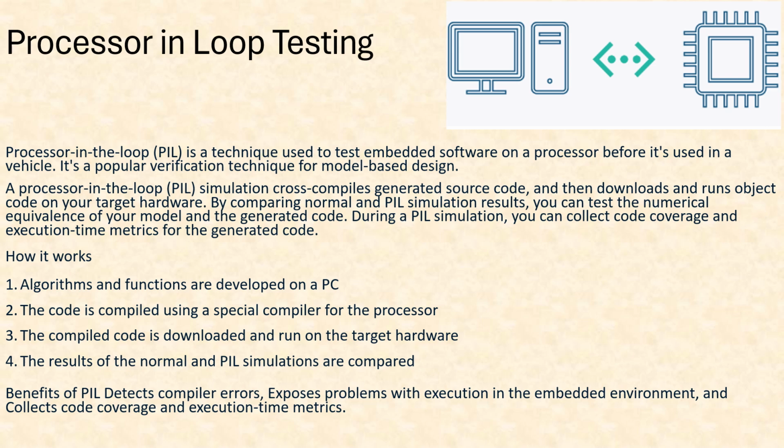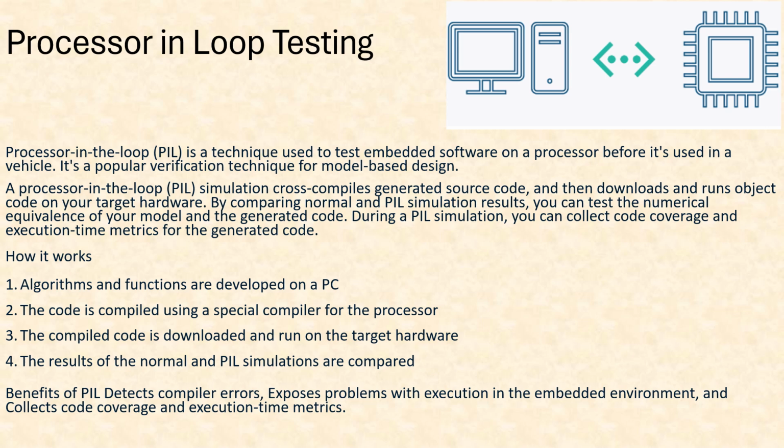Before the actual processor goes into the ECU, the embedded software is embedded into the processor. Processor in-loop simulation cross compiles generated source code, downloads it, and runs the object code on your target hardware. Processor in-loop testing refers to testing and validation of embedded software on the processor that will later be used in the electronic control unit. I am sure everybody knows the difference between processor and electronic control unit. The processor is an integral part of the electronic control unit. Sometimes we test the code exclusively on the processor without loading it into the electronic control unit.